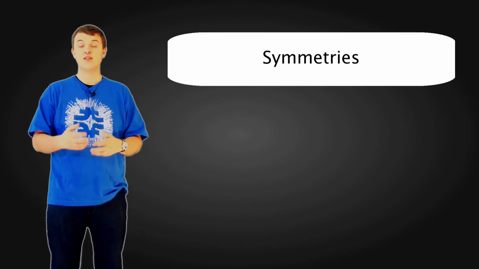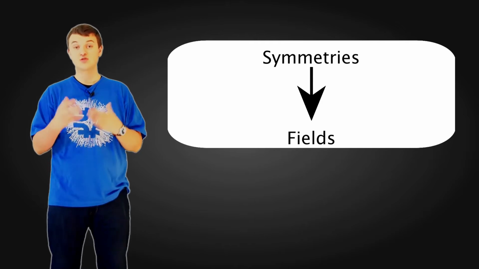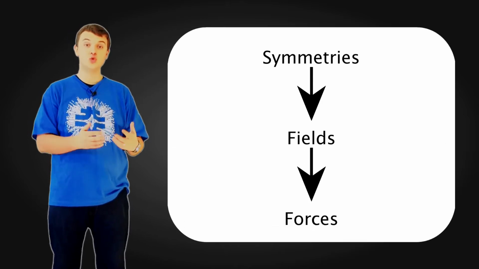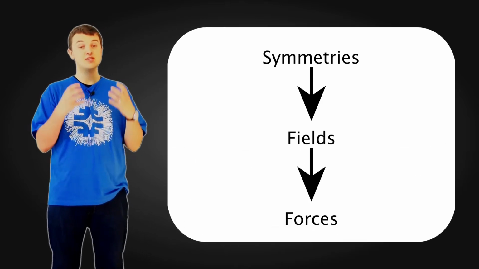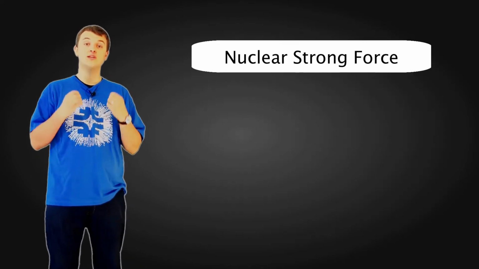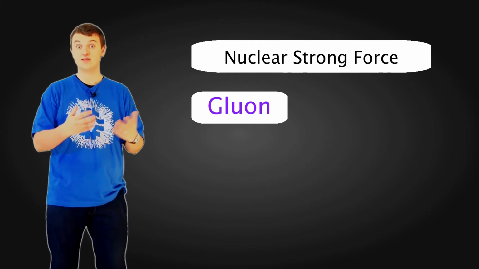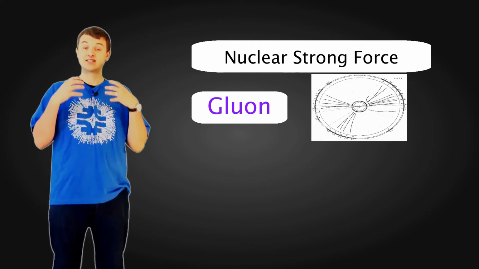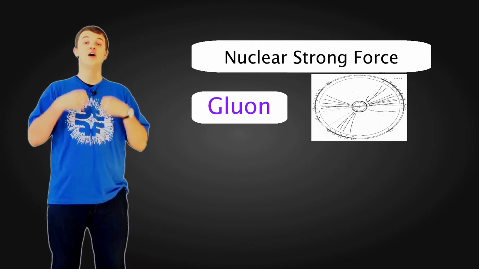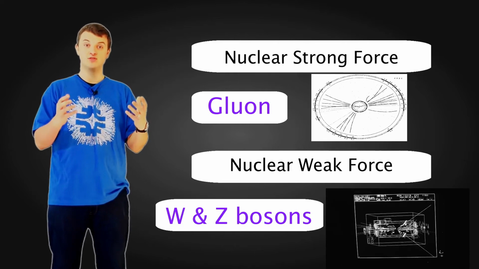So this strategy of looking for symmetries, then adding fields to maintain the symmetry, and thereby describing fundamental forces using those fields, is a pretty successful strategy. It also worked for the nuclear strong force, which predicted a particle called the gluon, which was then discovered. And a similar process was used to describe the nuclear weak force, which predicted the W and Z bosons.